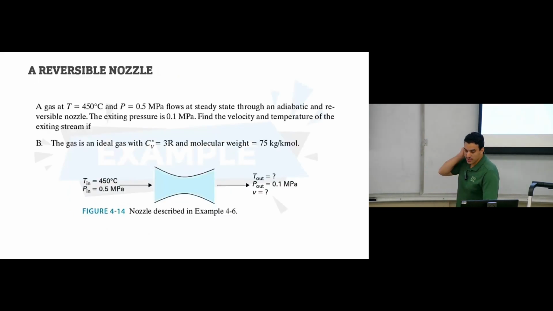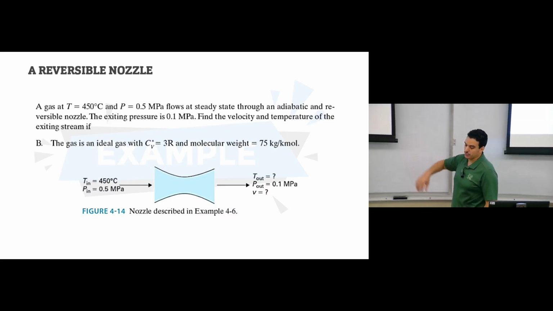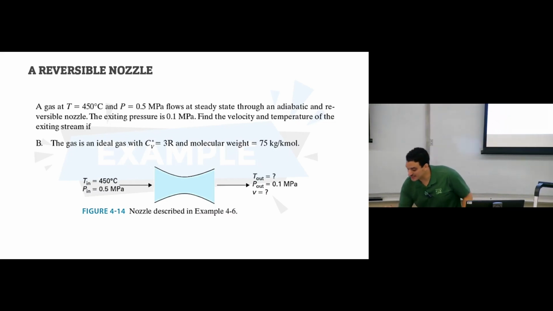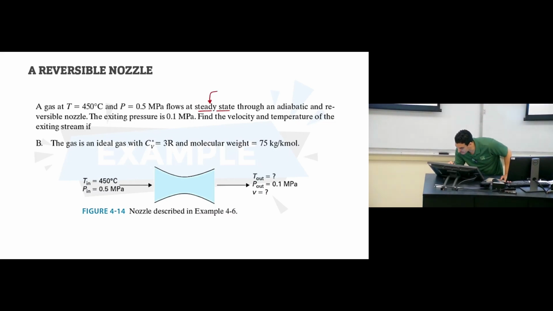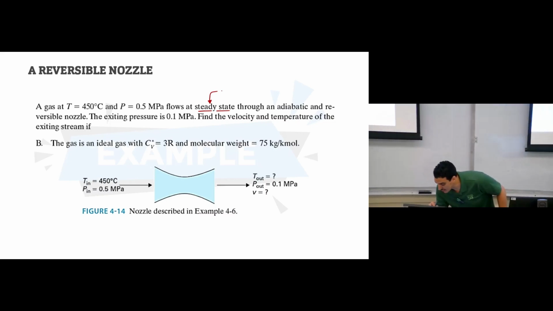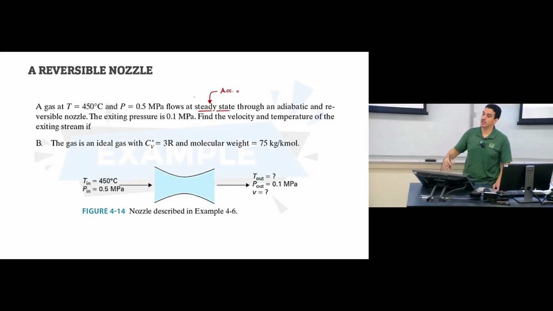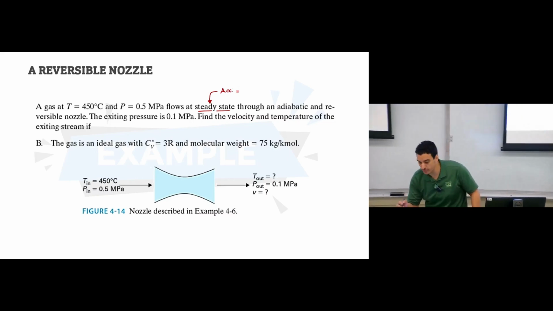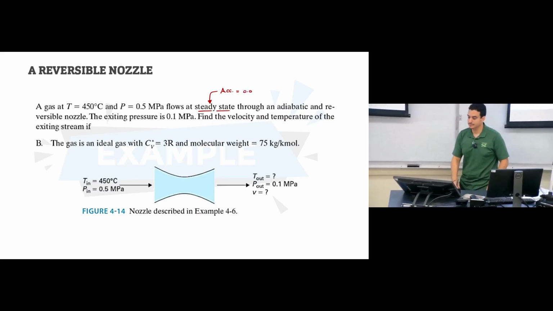Let's take an example to see how we can use these equations here. So this example says we have a gas. This gas at 450 degrees Celsius, 0.5 megapascal, flows at steady state. Steady state means we have no change in the properties with respect to time, which means any accumulation term, if you use the first law of thermodynamics, second law of thermodynamics, or entropy equation, you can substitute it with zero.